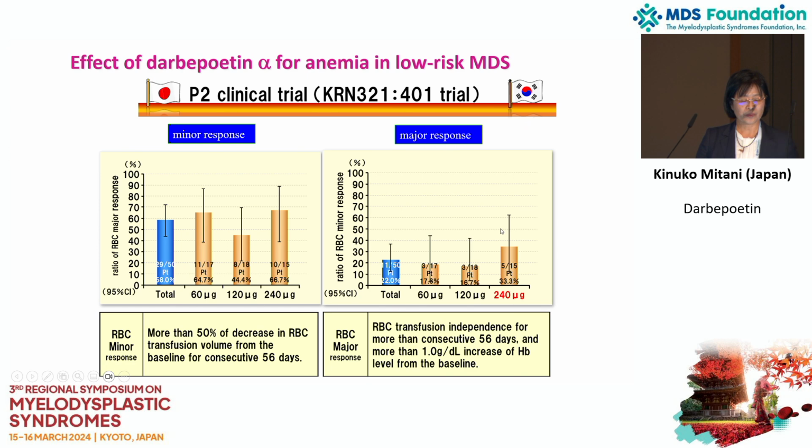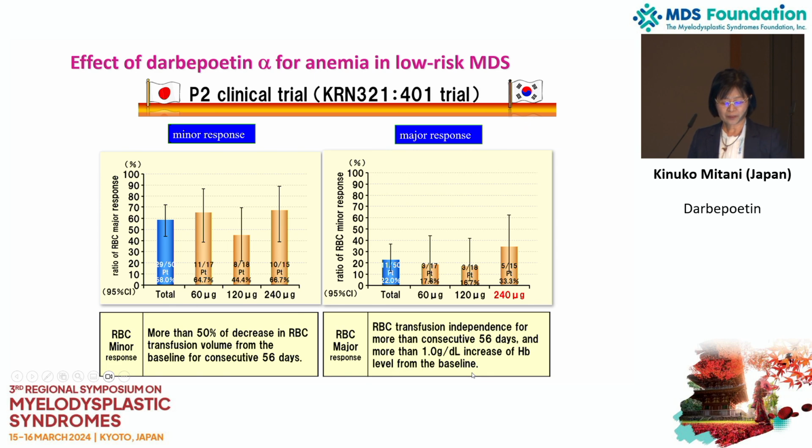The primary endpoint of this study is the rate of minor and major responses. Definition of minor and major response are described here. A minor response requires more than 50% decrease in RBC transfusion volume from the baseline for consecutive 56 days, while major response requires RBC transfusion independence for more than consecutive 56 days and more than 1.0 gram per deciliter increase of hemoglobin level from the baseline.